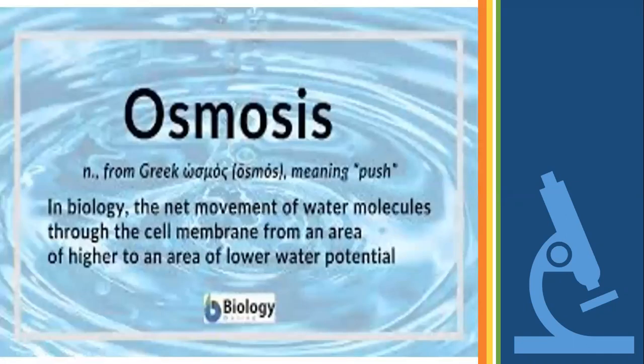All right. Now, osmosis. That's another theory that proves the particulate theory of matter. Osmosis is the net movement of water molecules through the cell membrane from an area of higher to an area of lower water potential. So osmosis is essentially the movement of water molecules or solvent molecules from an area of high concentration to an area of low concentration through a selectively permeable membrane. So the membrane has to be selectively permeable. Now, osmosis actually only happens in living cells, so there needs to be a cell membrane.